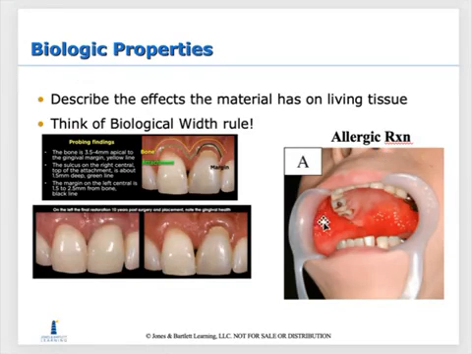And then I put a picture here of an example of an allergic reaction. This patient had a temporary crown placed, and this was 12 hours later of a pretty severe allergic reaction. So different things can happen with different materials and different sensitivities of the patients too.